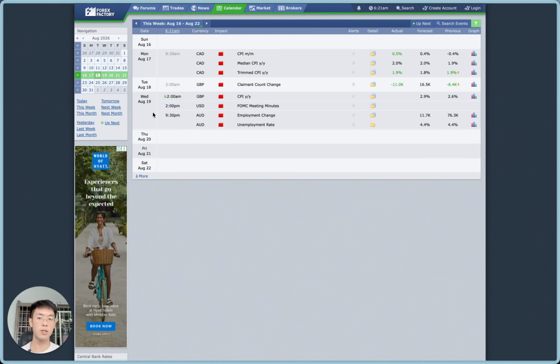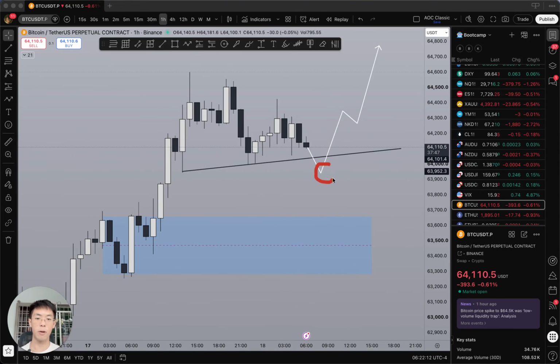And today we don't have news. News is going to be coming tomorrow for USD. So overall, we're just going to be looking for price to make a move between the hours of 7 to 10 a.m.